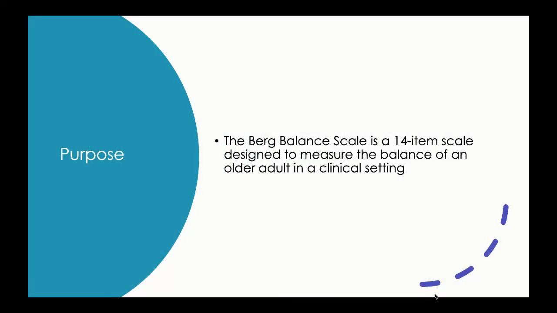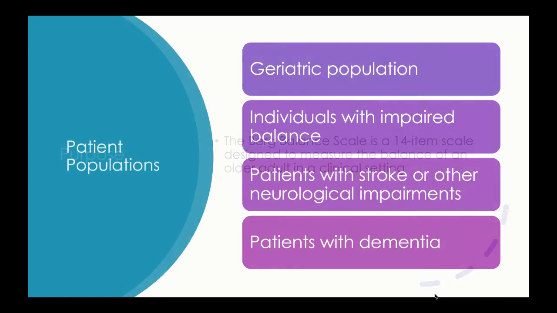The Berg Balance Scale is a 14-item scale designed to measure the balance of an older adult in a clinical setting. Patient populations that may perform the Berg Balance Scale include the geriatric population, individuals with impaired balance, patients with stroke or other neurological impairments, and patients with dementia.